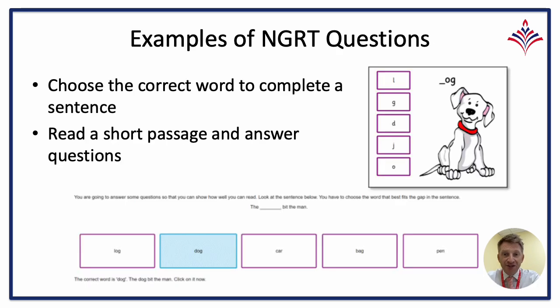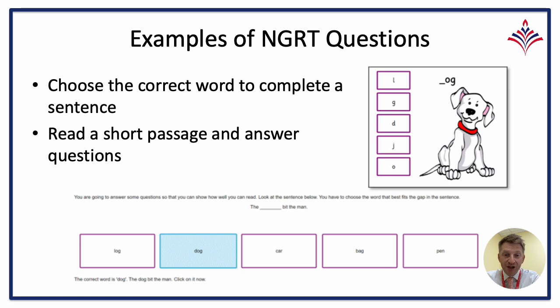So what might your child see? Well, some of the questions might ask them to choose the correct word to complete a sentence. Others might involve reading a short passage and answering questions about it. As I've previously mentioned, it's adaptive. So for our youngest children, they might start off with questions like the image on the board: what's the initial sound to go with the picture? In that case, it's a dog. Hopefully you didn't need my help for that one.